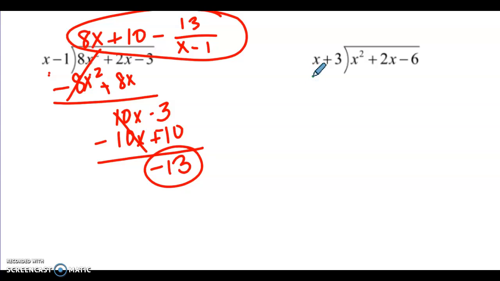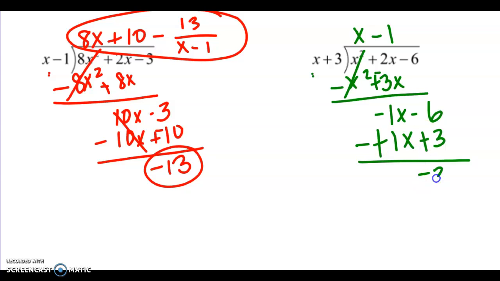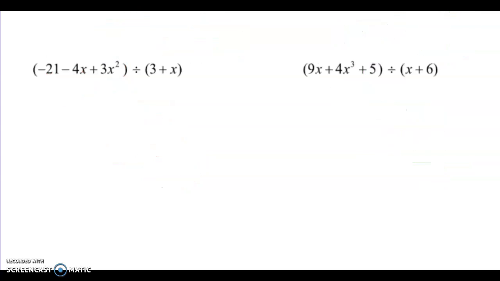So x into x squared is just x. That would be x squared plus 3x. Remember, we're going to subtract, so those cancel, and then that's going to be a negative 3, which gives me negative 1x minus 6. X into negative 1 is going to be a negative 1. Negative 1x, that's negative 1x. That's going to be minus 3. Now remember, I subtract, which makes it positive, and I'm going to get a negative 3 left. Again, my remainder is negative 3 over x plus 3. And we cannot reduce that at all because it's an addition term.